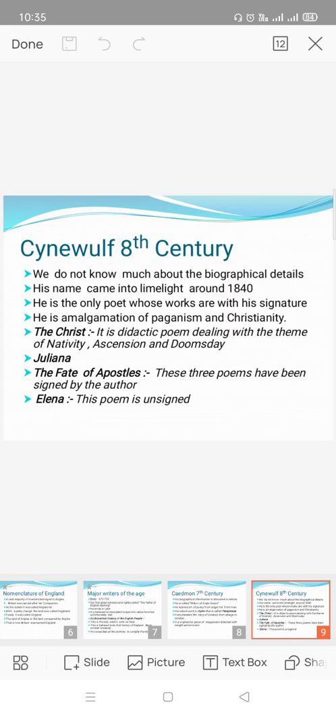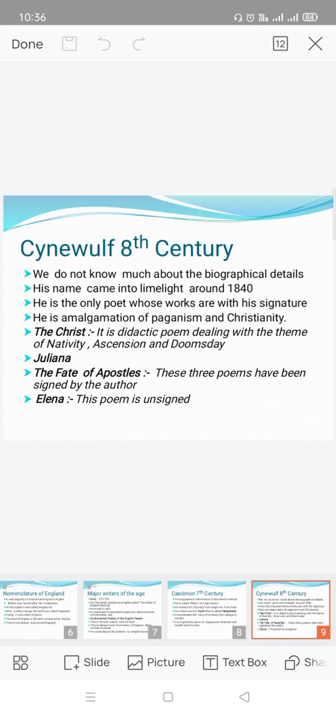It is a didactic poem. A didactic poem is a poem written with a moral purpose, to teach some sort of morality or religiosity to the people. The theme of the poem is nativity, ascension, and doomsday. Nativity stands for the birth of Jesus Christ, and the first theme of the poem is nativity because it deals with the birth of Jesus Christ. Ascension is a term used for the lifting of Jesus Christ, and doomsday is a term used for the day of the resurrection or the judgment day.